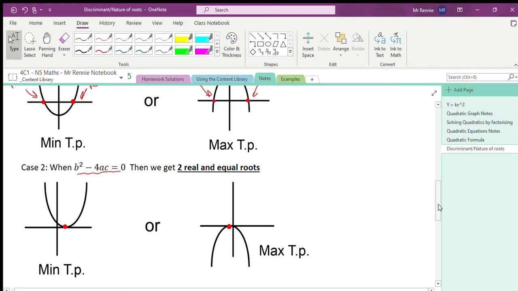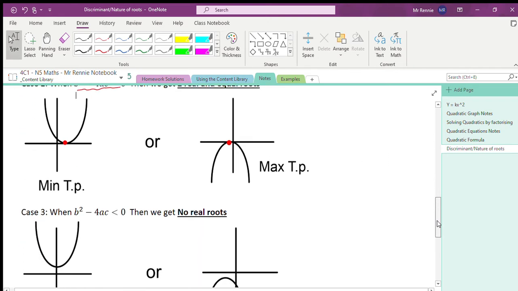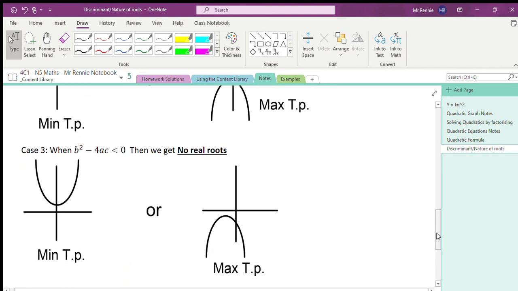Finally, we have the last case, when it is less than 0. If we calculate b squared minus 4ac and it is less than 0, then we get no real roots. That's the answer. Now, the key thing here, folks, is that when we say this, we do specify no real roots. There are technically roots, however, they are not real roots. It's something you might see if you ever get to Advanced Higher, where they do have roots. You can calculate roots, but for us, it's fine to say no real roots, but you must say the word real in there.